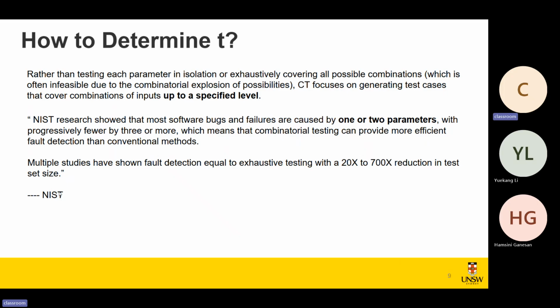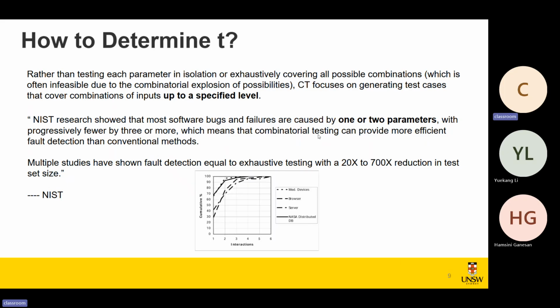And actually, we don't need to worry too much about calculating a suitable t value on our own. NIST's study has given us some answers. In their report, they found that most of the failures or bugs are caused by one value or combinations of two parameters. You can see that from this graph, which is from their report. This interaction here means the value of t.